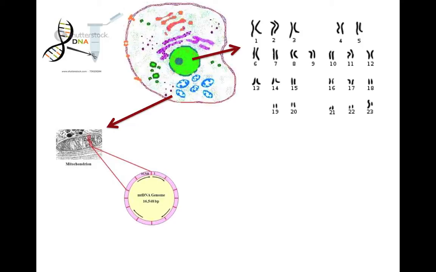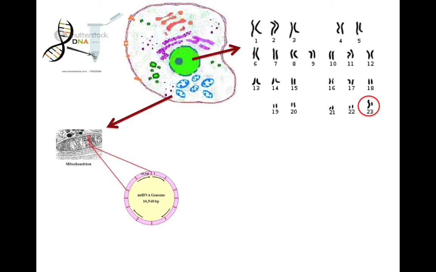The nuclear DNA consists of 23 pairs of 46 chromosomes. So you've got two copies of chromosome 1, two copies of chromosome 2, two copies of chromosome 3, and so on and so on. You get one copy of each pair from your father, and the other copy in each pair from your mother. And that adds up to 46 chromosomes altogether.